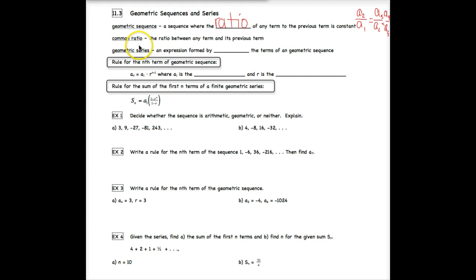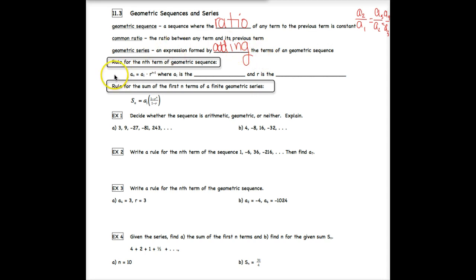So in arithmetic sequences, we had a common difference. Now we have a common ratio. So that will be one thing that'll be a little bit different in the formulas that we had for arithmetic. We had a d. Now we'll have an r, which stands for the common ratio. A geometric series, similar to an arithmetic series, is just an expression that we form by adding the terms of a geometric sequence.